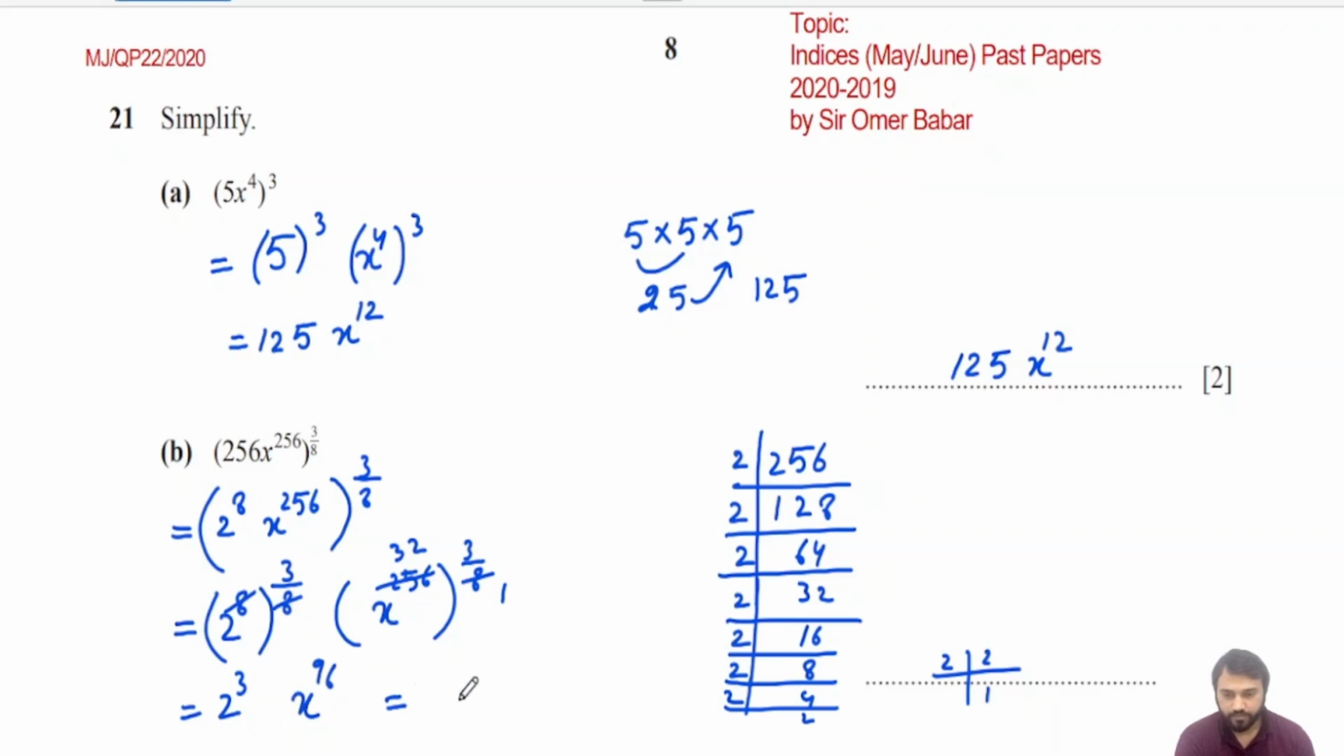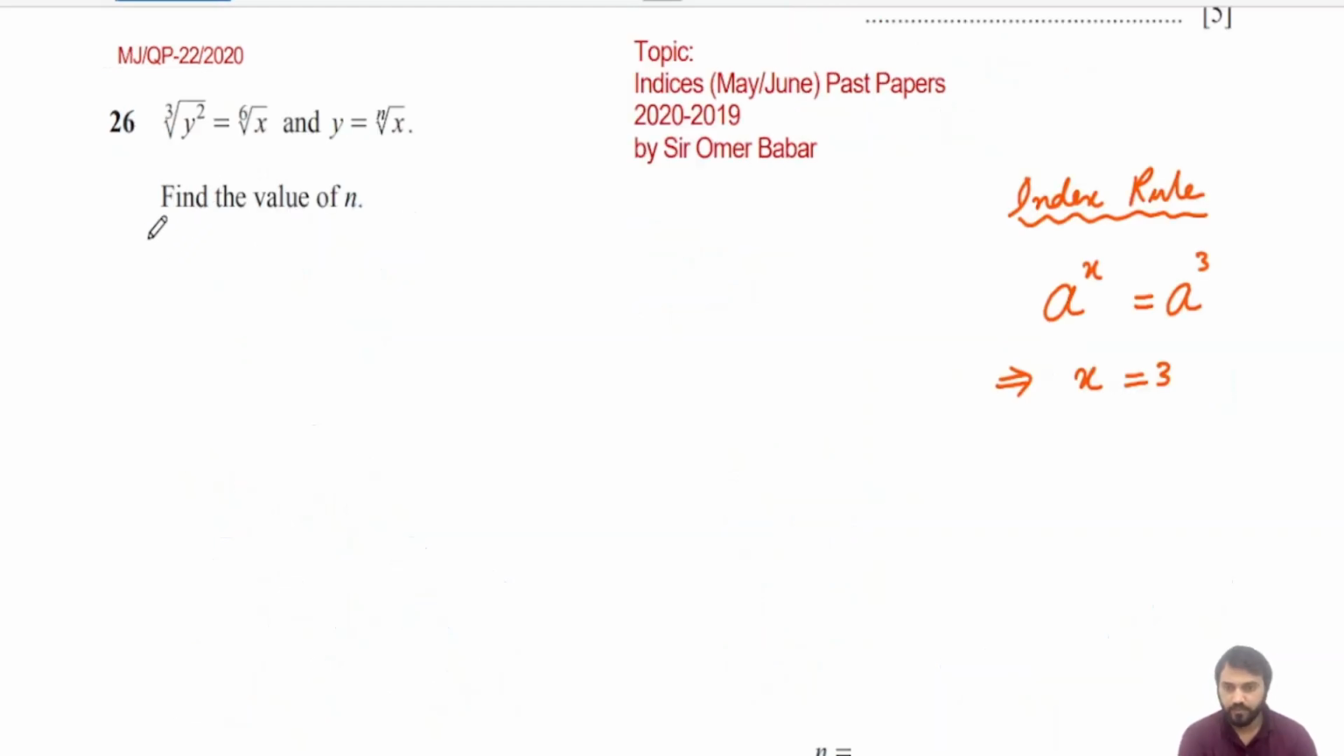After that, 2 raised to power 3, we can write it down, 2 into 2 into 2, that will be 8. So our answer is 8 x raised to power 96. That is our answer. Question 26 again belongs to the same paper, that is paper 2, and the variant was 2. Question 26 says we have cube root of y square is equal to 6th root of x, and y is equal to nth root of x. Find the value of n.